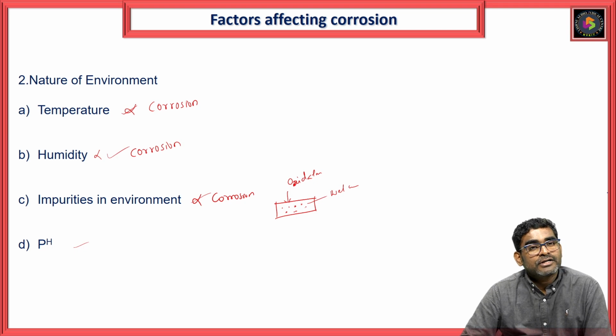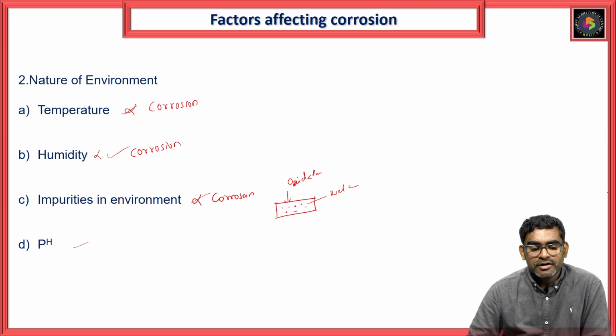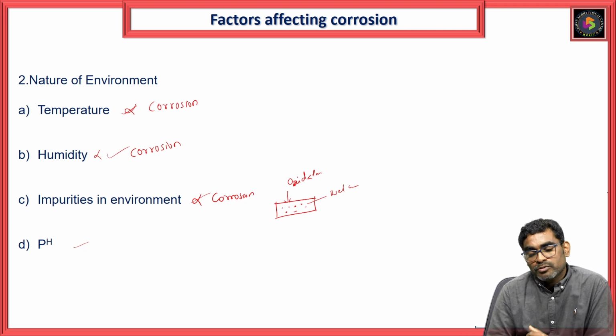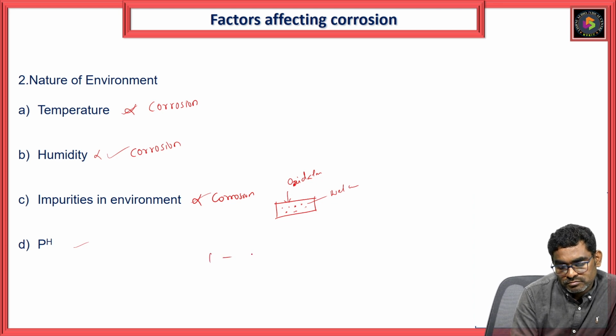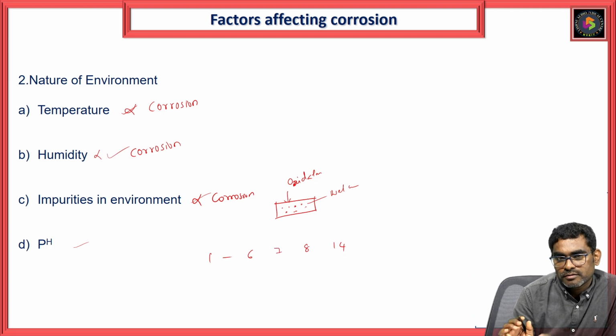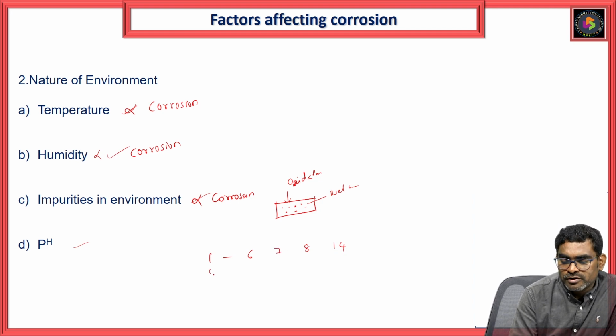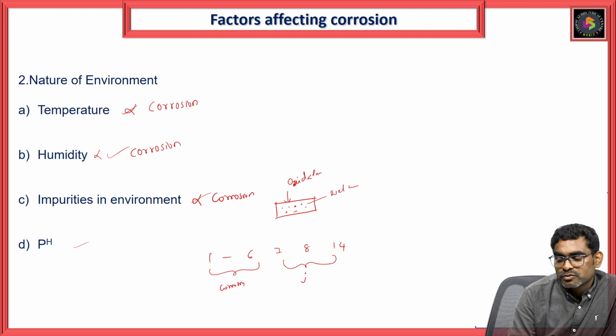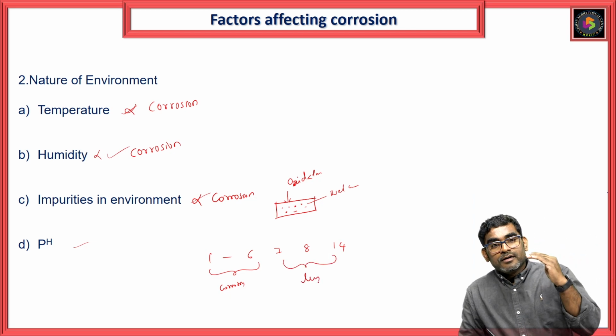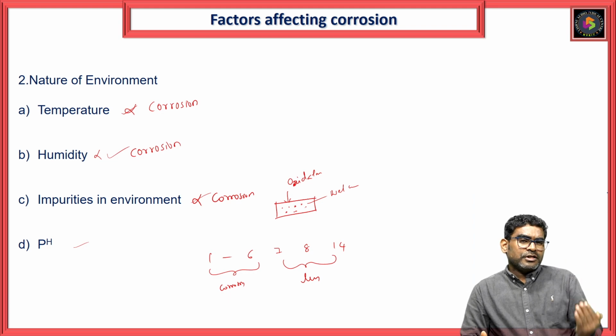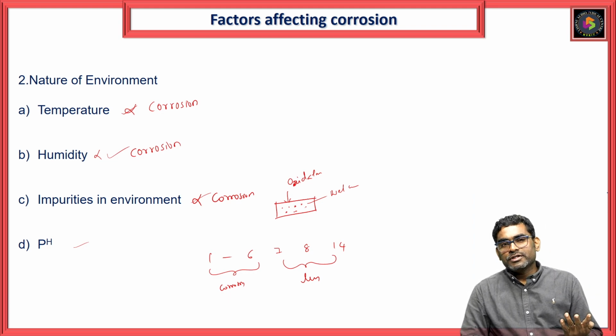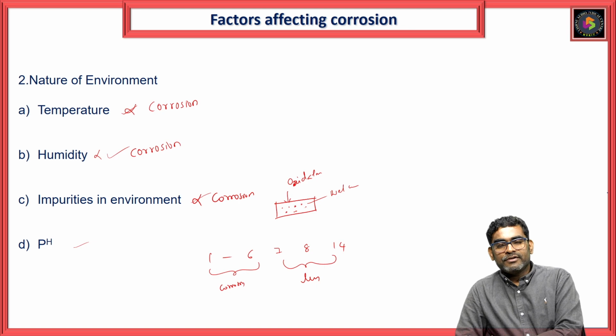And finally, the effect of pH. Generally, on the pH scale, as we already know, 1 to 6 is acid, 8 to 14 is base, and 7 is neutral. So in the 1 to 7 acidic pH range, corrosion is more. In an acidic environment, corrosion takes place more, but whereas in a basic environment, corrosion is less. Generally, in a hydrogen environment, intensified corrosion takes place compared with a basic environment.